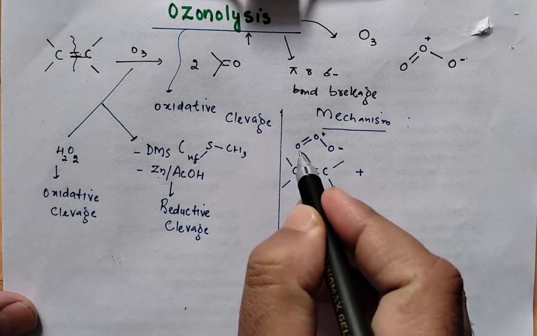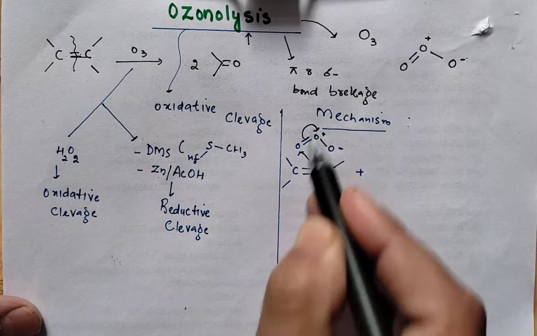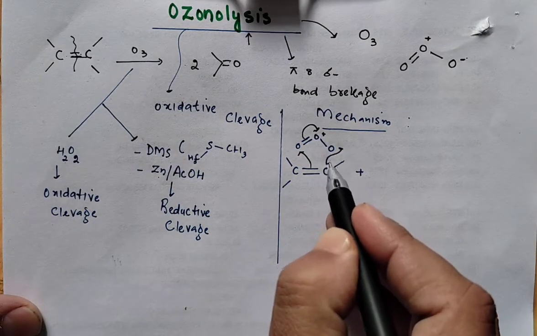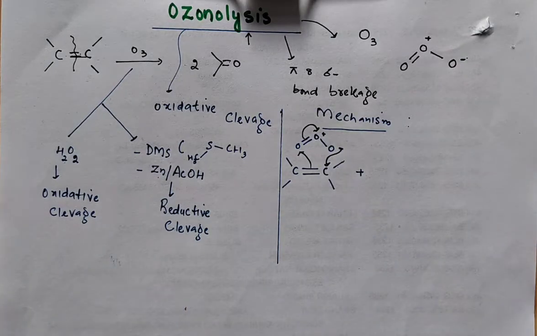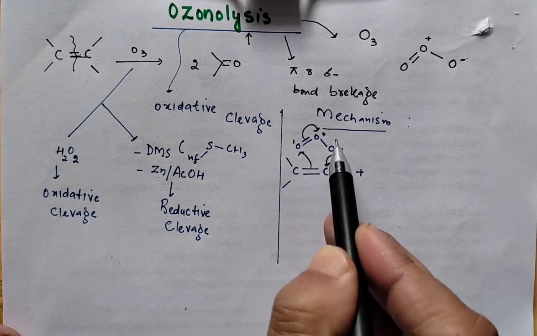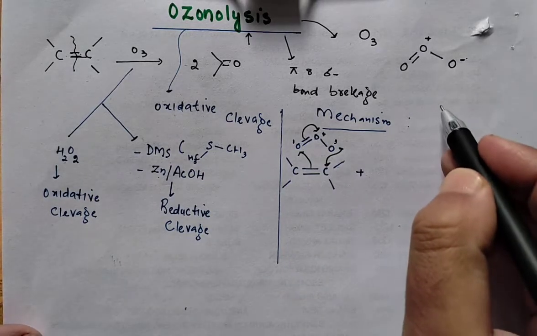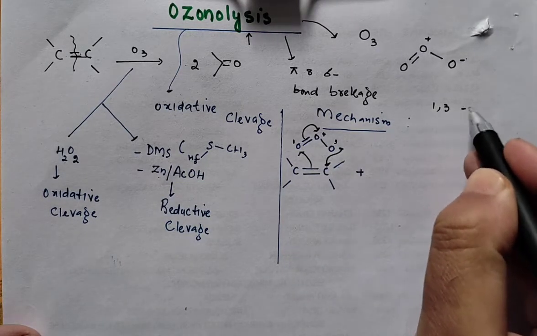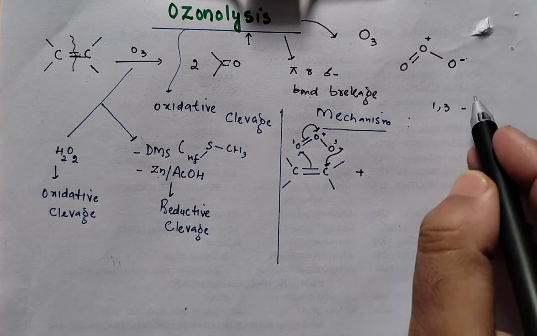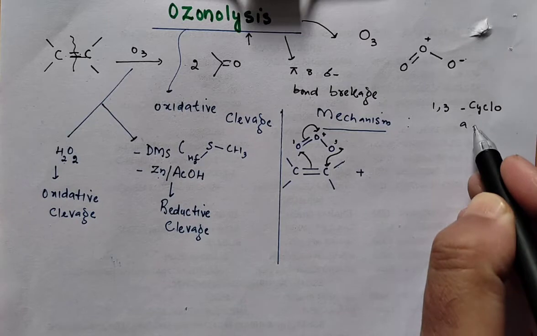So what it does, this bond attacks here, and then we have a positive charge on the oxygen that gets removed with the help of this bond shift, and this negative charge attacks on this carbon. Now this is basically a concerted mechanism. Since the first oxygen and third oxygen both attack on this double bond, it's like a cycloaddition reaction. Remember, it's a 1,3 cycloaddition kind of reaction. It's very, very important to remember. Questions come in this way from 1,3 cycloaddition.